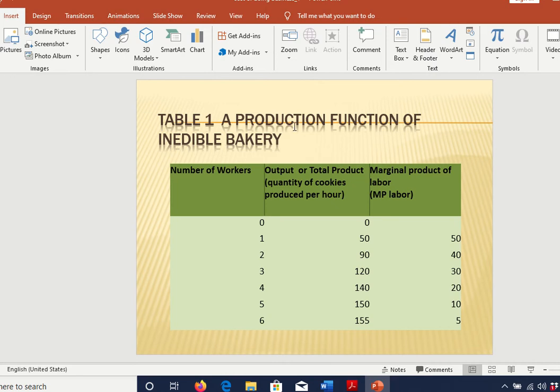So let's look at a schedule or table. This is a production function of a bakery. The first column gives us the amount of inputs. In this case, that's the number of workers. The second column gives us the quantity of output. In this case, that's the quantity of cookies produced in an hour. And then, well, we'll leave the third one to later. So using the first column and the second column, we are able to plot the production function curve.